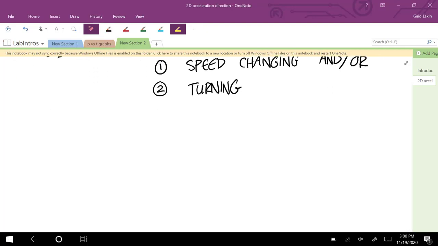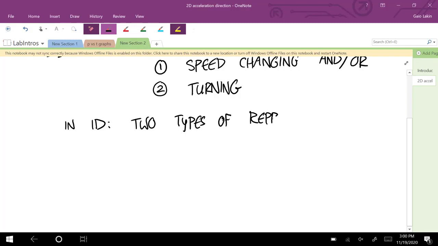So the first thing in this lab that you need to do are a few problems that are trying to make the distinction for one-dimensional motion. So in 1D, you can think of there being sort of two different ways that you can represent an object's motion. So two types of representations of motion.